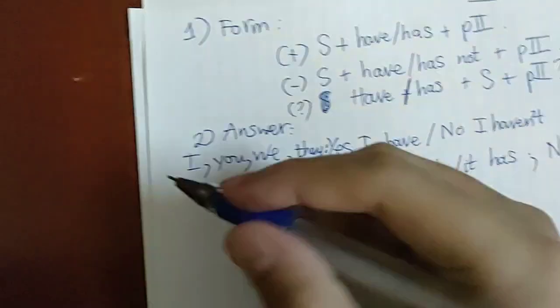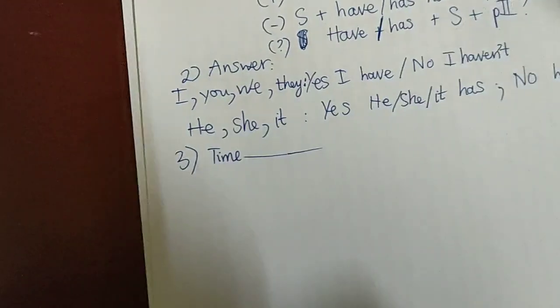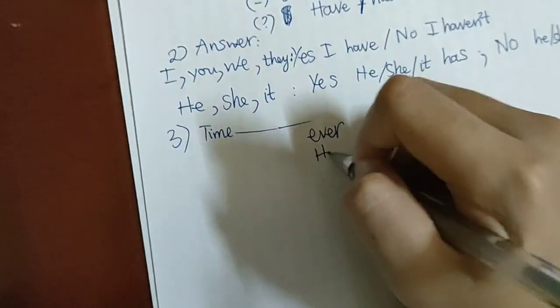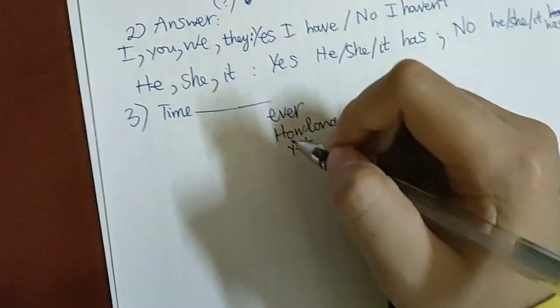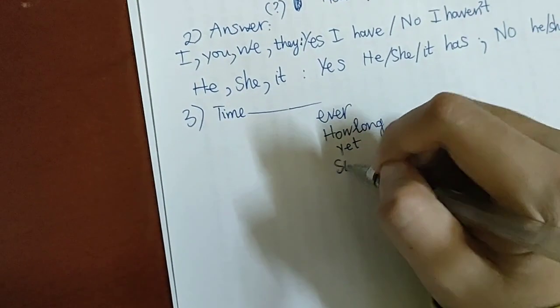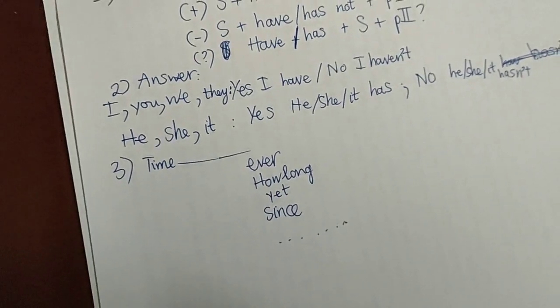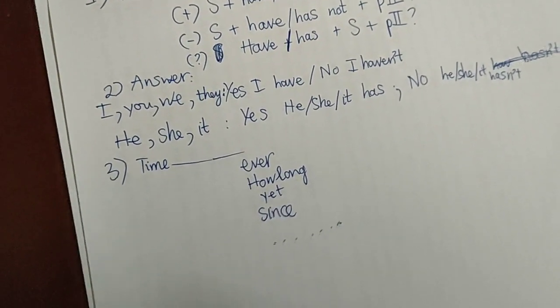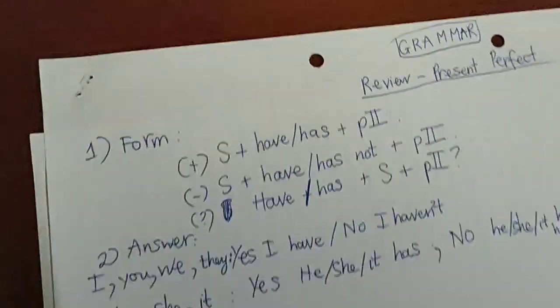Now, there is the time expression. The time expression you use with the present perfect is ever, how long, yet, seen, for, etc. This is what I told you about in the next lesson. You have learned this, so you need to remember it so that you can use it fluently, or you use it better. Now we go to how do we use it.